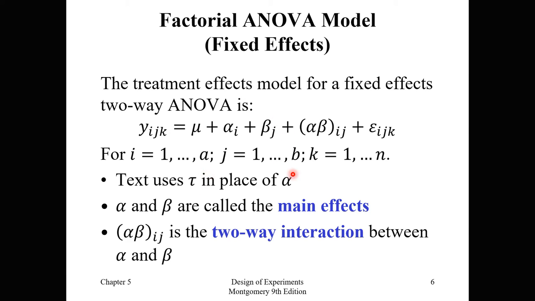Again, the textbook uses A and B. I'm going to use, well, it depends. I've followed the textbook here, but I tend to use capital I and capital J just to reflect i and j. And then k is the number of replications within each cell combination.